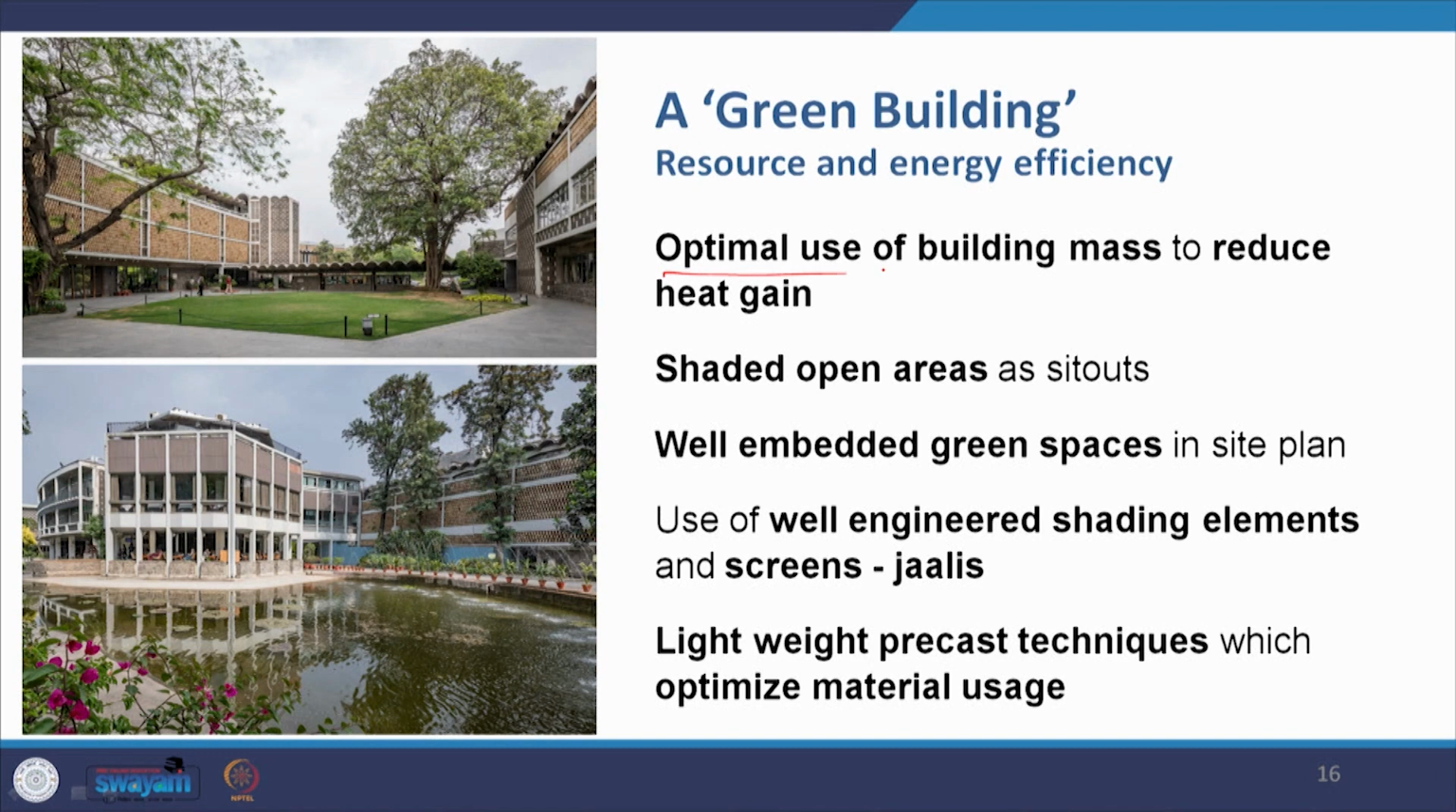So, this is an optimal use of building mass to reduce the heat gain in this building. There are shaded open areas that are used as sit outs. There are these well embedded green spaces in the site plan, as I showed you, intensive green landscaping. The building has been planned on site in a way that green areas flow through from within and outside, in between the buildings and all around it. There is the use of well engineered shading elements and screens like the jalis, and the use of lightweight precast technique to optimize material usage.